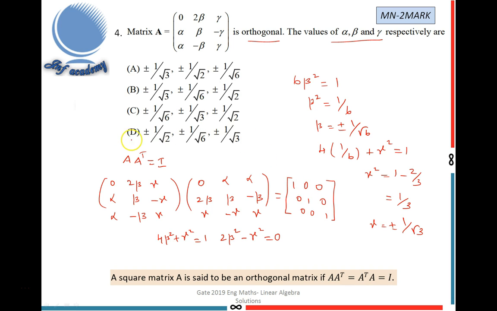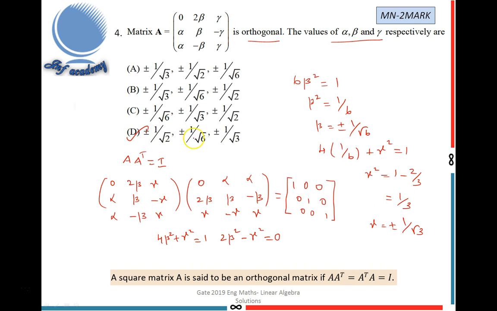Option D has gamma also plus or minus 1 by root 3 and beta plus or minus 1 by root 6. So this is enough for solving this problem. You can write gamma is 1 by root 3, with alpha, beta and gamma. So immediately you can say D is the correct answer.